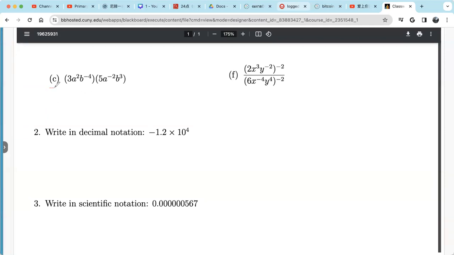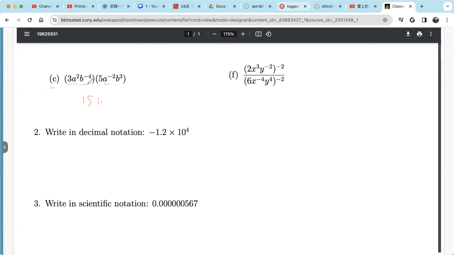Let's see C. 3 times 5, that gives us 15. Then we look at base a squared times a raised by -2. 2 plus -2 is 0. A raised by 0 is 1. Right, 15 times 1, so let's write 15 times 1. So the a term becomes 1.